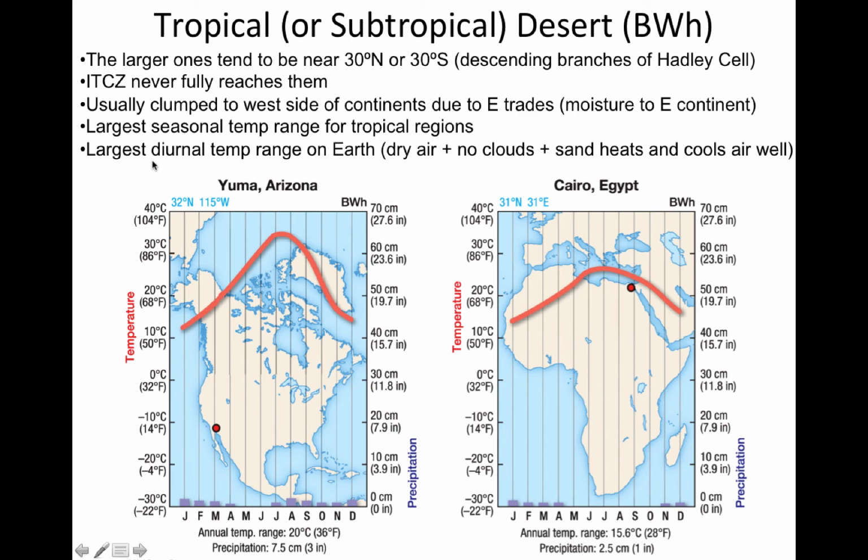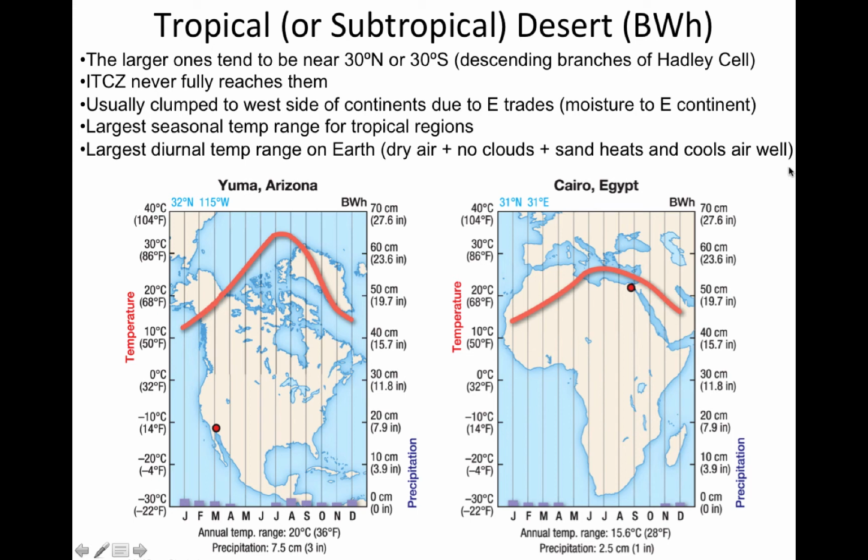These zones do have the largest diurnal temperature range on Earth. That's a combination of dry air and the maximum amount of daytime heating, because there's dry air and no clouds. At night, you can really cool effectively through longwave radiation because there are no clouds and not a whole lot of water vapor in the air. Also, the sand heats and cools the air very well.